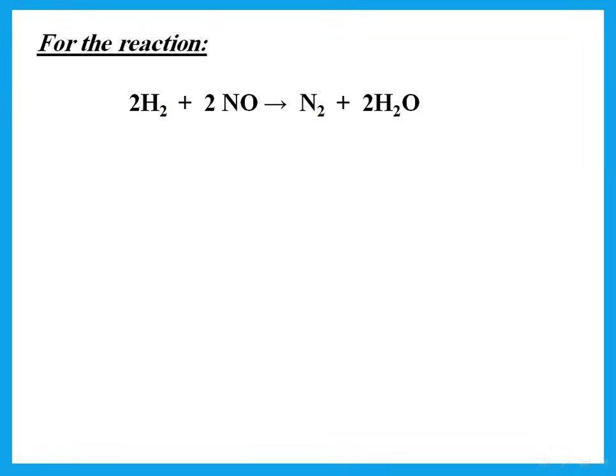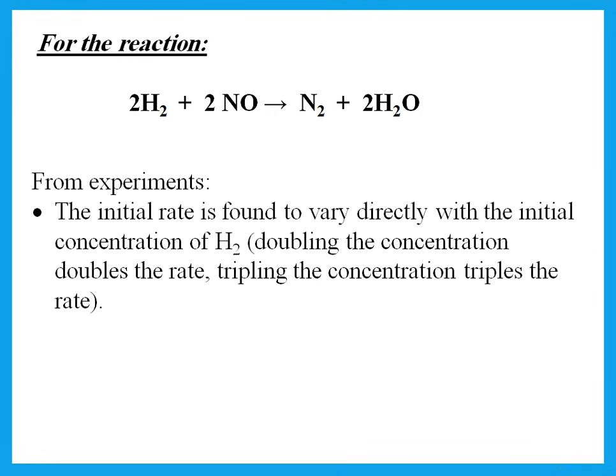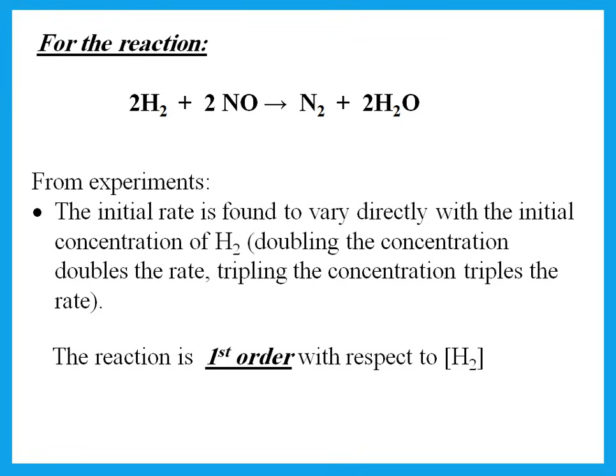So, for example, let's take a look at this reaction. If he says, I want to write the rate law for this reaction, first of all, he has to give me experimental values. So let's say he did experiments, and first of all, he found that if he keeps everything constant but changes the concentration of hydrogen, the rate changes in the same way. So doubling the concentration of hydrogen doubles the rate. Tripling the concentration of hydrogen triples the rate. From these experiments, then you can tell that the reaction is first order.